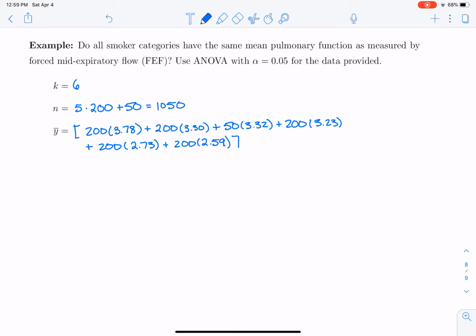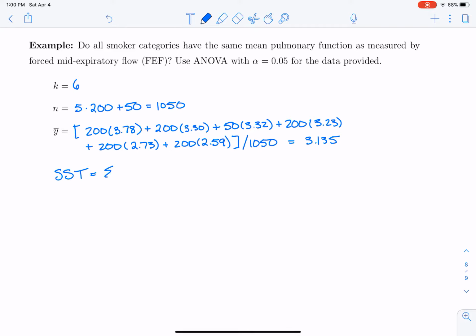So we're going to add all that up and then divide by the total number of observations, which was 1050, which gives us a grand mean of 3.135. Now, if I had access to the individual observations, I could have added all of the FEF measurements for those observations and then divided by 1050, but I only had the sample means and sample sizes to work with in this case.